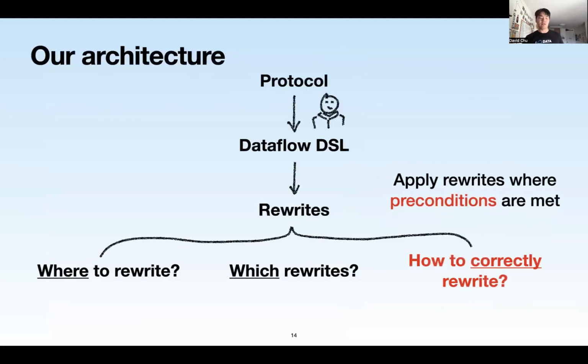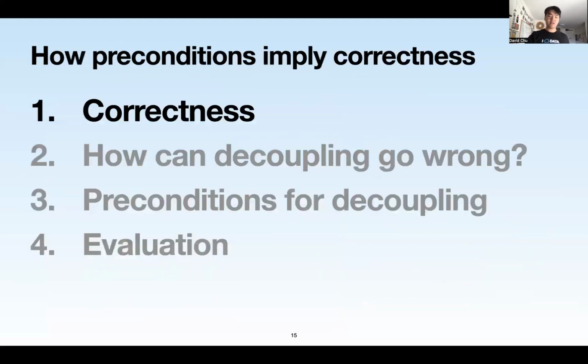How do we correctly rewrite? Well, we just apply rewrites wherever preconditions are met. Right, so clearly, a lot is riding on these preconditions. And we'll spend the rest of this talk going over exactly how we came up with these preconditions. But first, we have to talk about correctness, right?